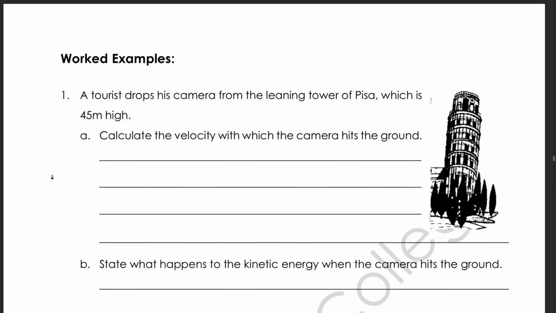We're on page 36 and we're going to work out a couple of examples about energy conversions. Number 1. A tourist drops his camera from the Leaning Tower of Pisa, which is 45 meters high. A. Calculate the velocity with which the camera hits the ground.